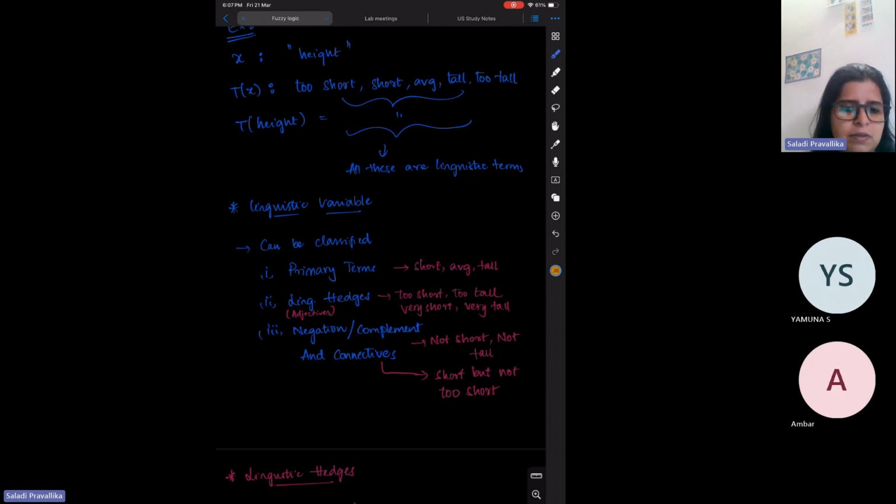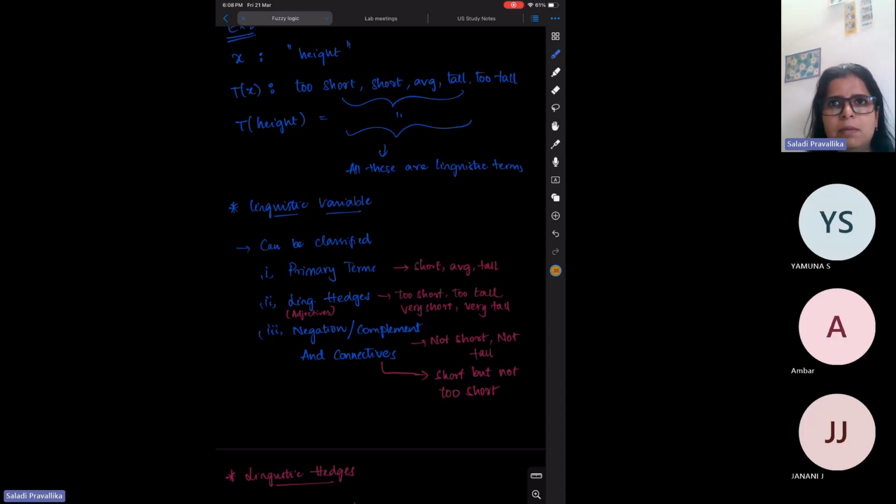And then we have linguistic hedges. So linguistic hedges are nothing but adjectives. So I can call a person too tall, too short, very tall. So whenever I put some sort of an adjective in between, that is a linguistic hedge. And then we have negation or complement. Negation or complement is the opposite of what we are saying. He is not tall, he is not short, like that.